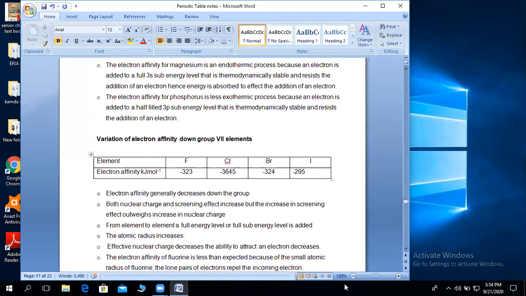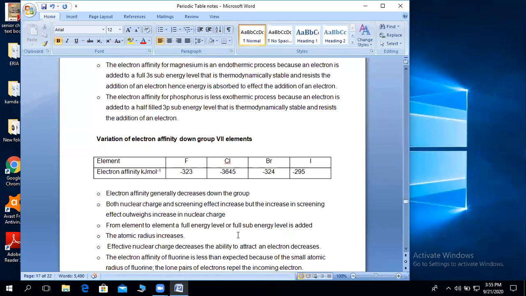You agree with me? There is an extra energy level that is added, but the number of electrons does not change in the outermost energy level. So all these atoms here, for example, if you use your O-level knowledge and you look at fluorine and chlorine, you will realize that they all have 7 electrons in the outermost energy level.